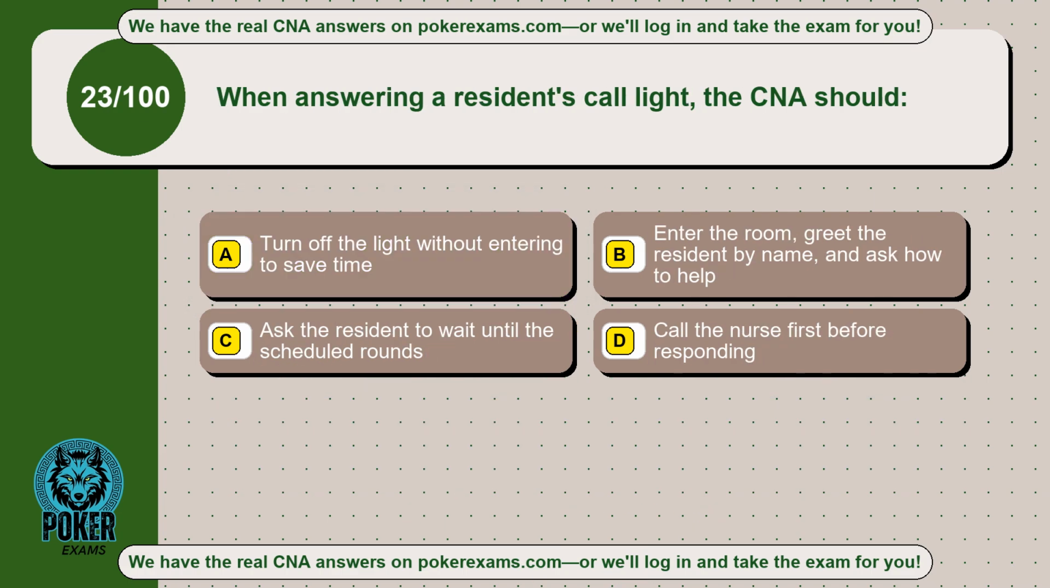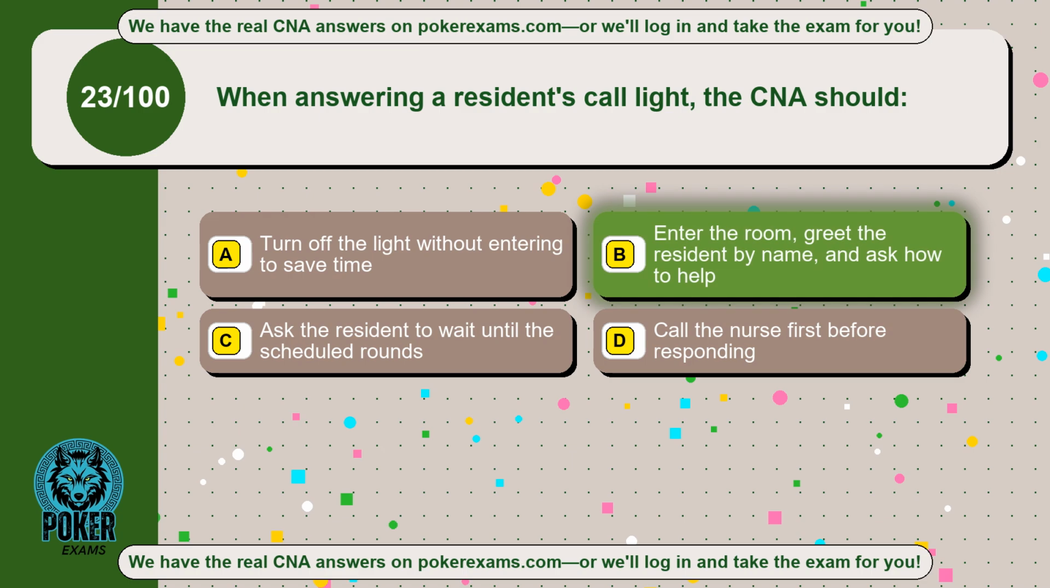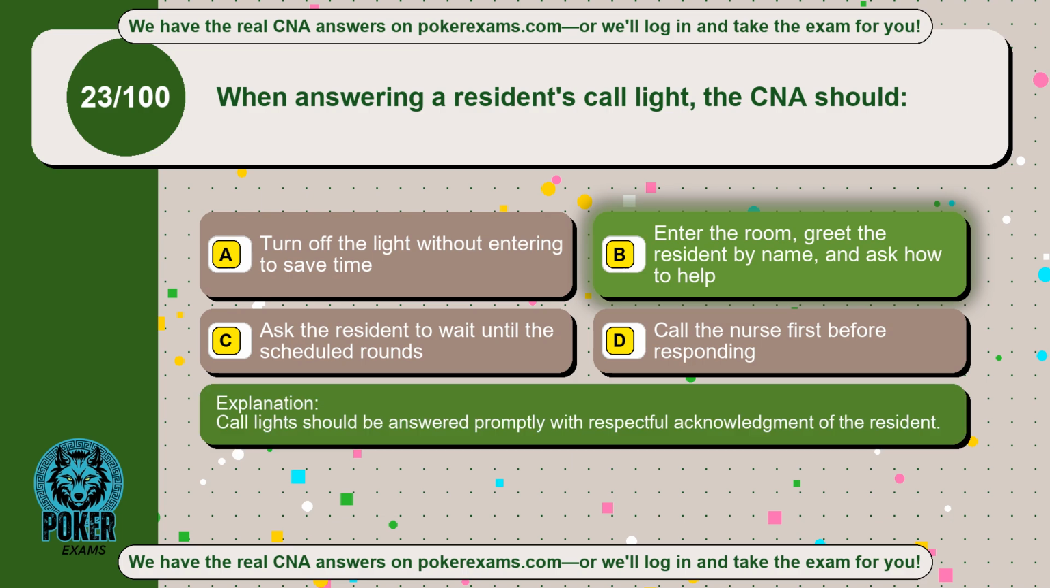Question 23. When answering a resident's call light, the CNA should: Option A, turn off the light without entering to save time. Option B, enter the room, greet the resident by name, and ask how to help. Option C, ask the resident to wait until the scheduled rounds. Option D, call the nurse first before responding. The correct answer is option B. Enter the room, greet the resident by name, and ask how to help. Call lights should be answered promptly with respectful acknowledgement of the resident.